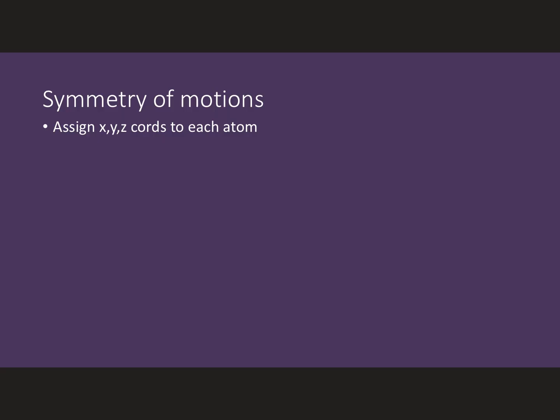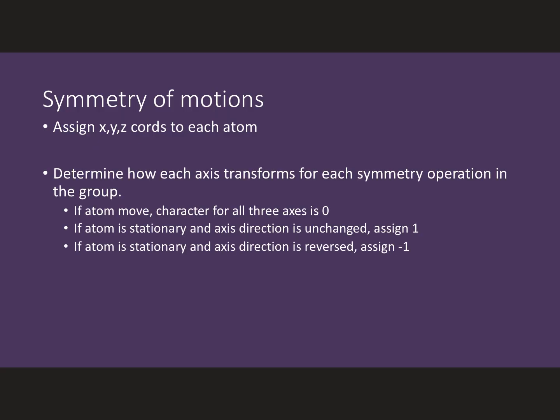How do we do that? First, we'll assign x, y, z coordinates to each atom again. The thing that's a little bit more tricky now is we're going to have to see how each axis transforms with each symmetry operation in the group. And this is for every atom. So if an atom moves, we're going to count that as 0 because now it's not in the same place. It doesn't count towards the symmetry operation.